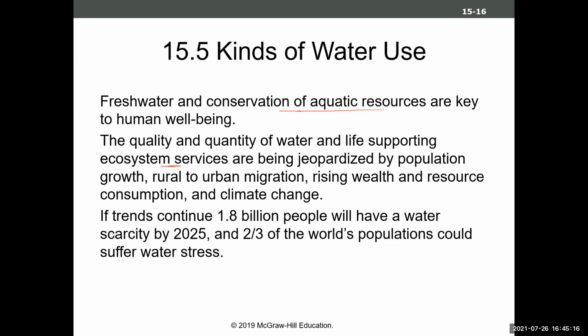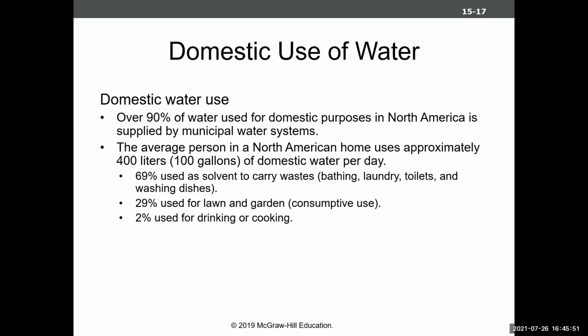And those ecosystem services are being jeopardized by population growth, urban migration, resource consumption, and climate change. So not only is it ecosystem services, but also the water that's being affected. There's data that suggests that if these trends continue by 2025, so within 4 or so years, 1.8 billion people will have water scarcity, and 2/3 of the world's population could experience and suffer from water stress. That's a big number, right? So that's a big issue.